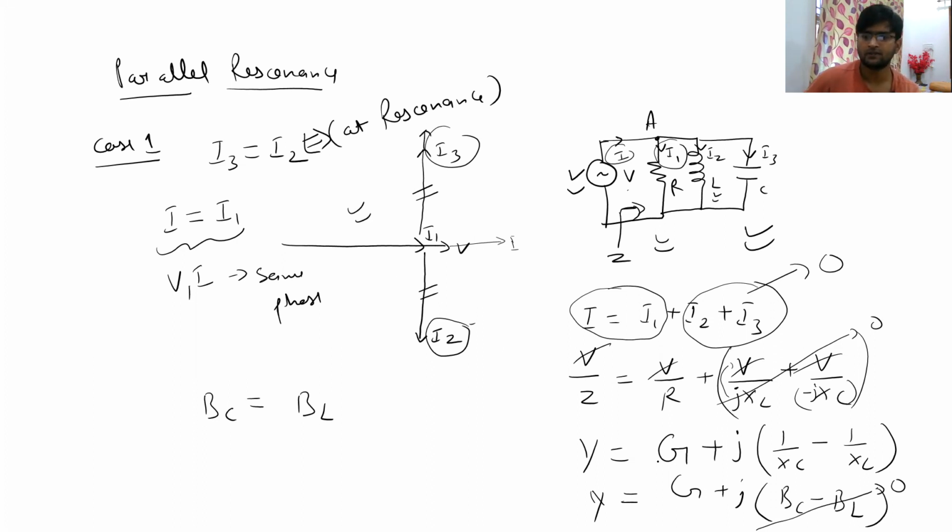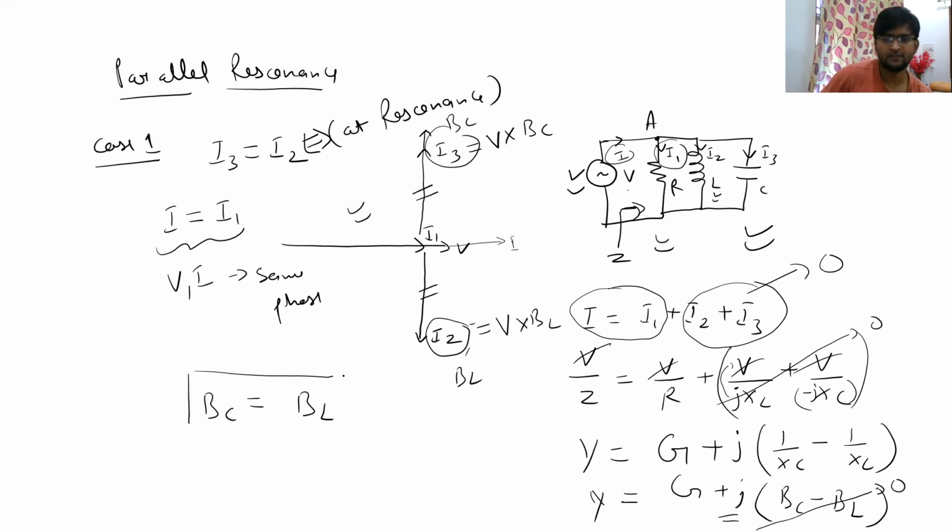Why? Because current is basically the multiplication of voltage and susceptance. So this I3 can be represented as multiplication of voltage into BC, and this I2 can be represented as the multiplication of V into BL, if you talk about the magnitude. So I2 and BL will have the same phasor direction, and even I3 and BC will have the same phasor direction, right? So during the resonance, this BC should be equal to BL, and you know BC is nothing but 1 upon XC, which should be equal to 1 upon XL.